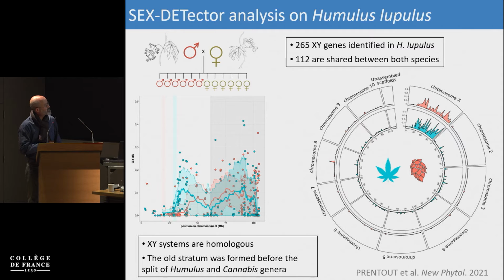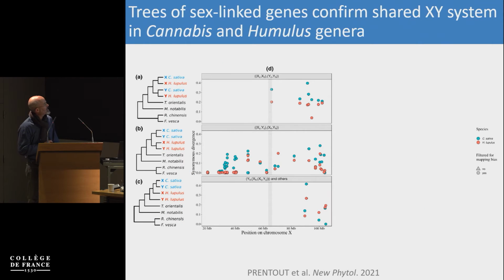So with this region with higher DS values, and probably that stopped recombining before the divergence, the split between the two genera, and this one probably after. But to really confirm that, we looked at the phylogenies of the sex-linked genes, and here it's the topology you expect for a recombination suppression before split of the two genera, and here you have the topology you expect for recombination suppression after the split of both genera.